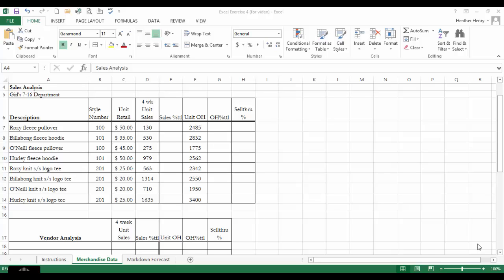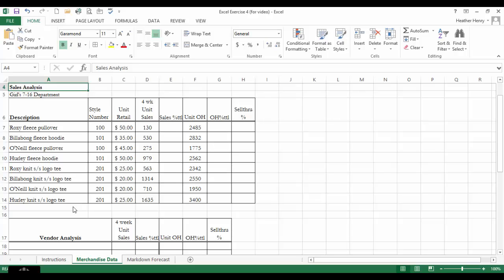For Excel exercise number 4, we will analyze the sales and on-hand data for the styles listed below, as well as analyze the styles based on the vendor, the fabric, and the classification. After we have analyzed the sales and on-hand data for our styles, we will then forecast markdowns for the styles which had slow selling. But first off, we need to have a good understanding of how the styles performed in our department.